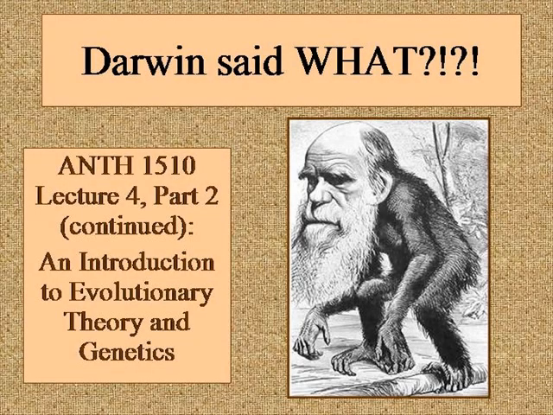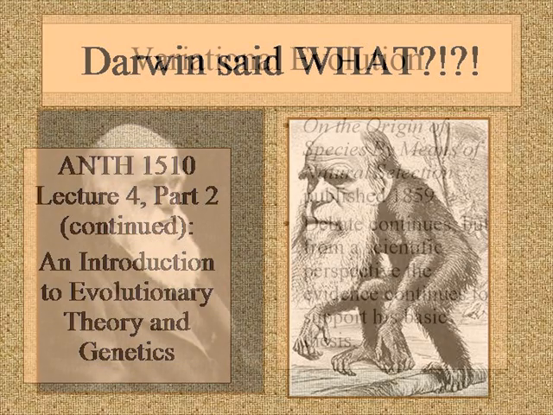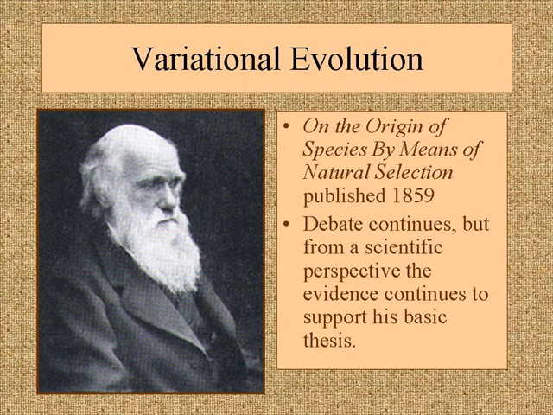Last time we began Lecture 4 and we were talking about evolutionary theory. And so we're going to pick up from there and move into a discussion of genetics at this point. So let's get started. Last time we wrapped up our discussion of evolutionary theory by talking about Charles Darwin and how he published On the Origin of Species by Means of Natural Selection in 1859. And while a debate did erupt, from a scientific perspective, the evidence that comes in continues to support his ideas.